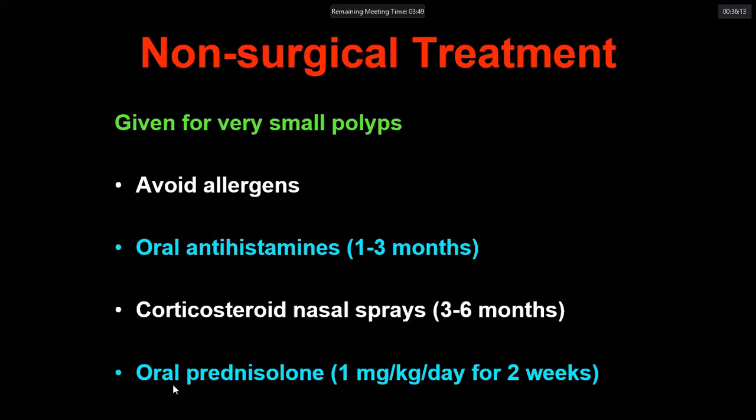The drugs that can be used are oral prednisolone and corticosteroid nasal sprays for a prolonged time, and similarly oral antihistamines, and allergens are avoided. If the patient wants medical therapy, we need to tell them that it can be helpful only in small polyps, but in large polyps it won't be helpful.